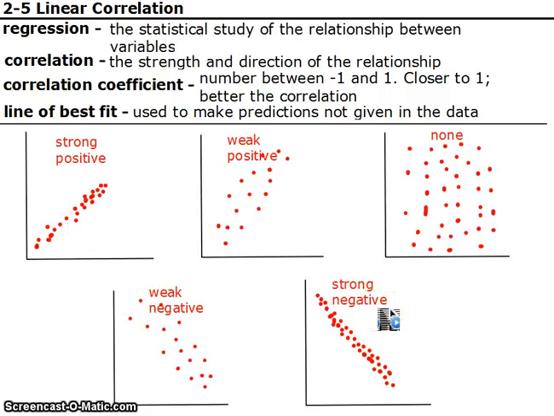Okay, we're going to find a correlation coefficient, which is just a number that tells us how strong something is. Closer that number is to 1, the better the correlation is. If it's a negative correlation, it would be closer to -1. Closer to 0, the worse it is. Okay, and then we're going to find lines of best fit that we can use to make predictions of data.